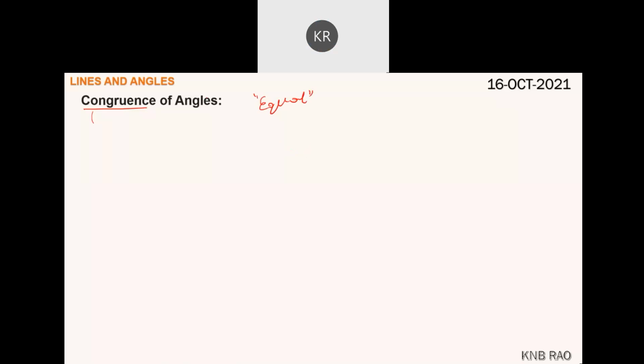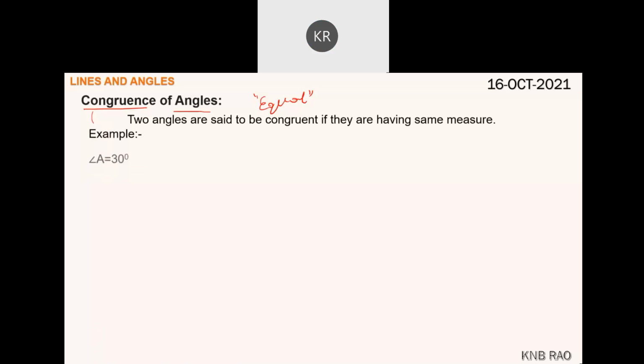When do we call two angles congruent? I said congruent line segments. Now think about congruence of angles. When the measure of two angles is equal, they are called congruent angles. Two angles are said to be congruent if they have the same measure. Example: if angle A is 30 degrees and angle B is also 30 degrees, then angle A and angle B are equal to each other, and we call them congruent.